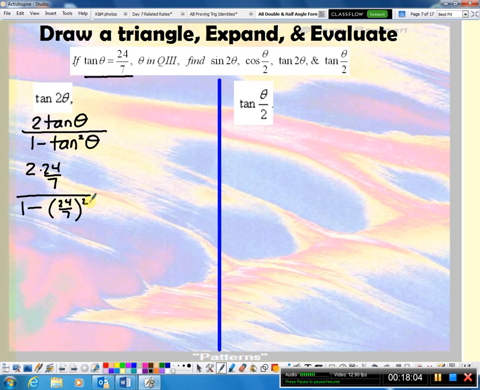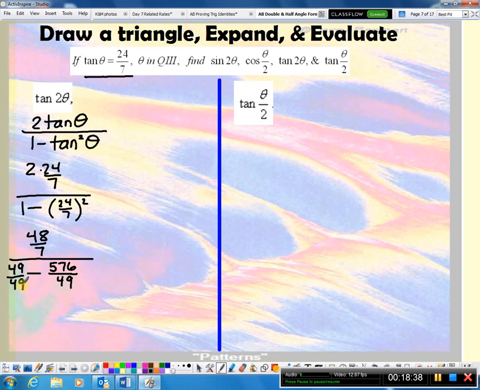On the top, I've got 48/7. Now on the bottom, I have 1 minus 24 squared, which, if I'm correct in my memory, is 576. 7 squared is 49. Now, normally I'll hold off and I won't write the 1 until I know how best to write it. I now know a better way to have written the 1 would have been as 49 over 49.